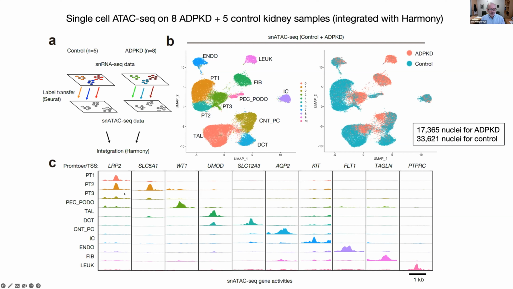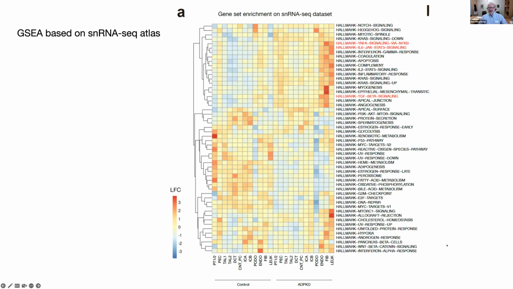Here are some examples of different anchor genes in terms of their ATAC counts. You can see these are presumably all the transcriptional start sites for these various genes across clusters. This is kind of a busy slide, and I just want to make a few very general points. We are looking at the control kidneys on the left, the PKD on the right, and the different cell types on the x-axis. And the y is the gene set enrichment.